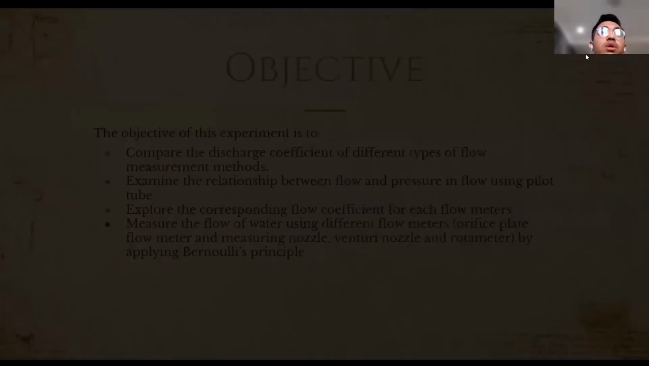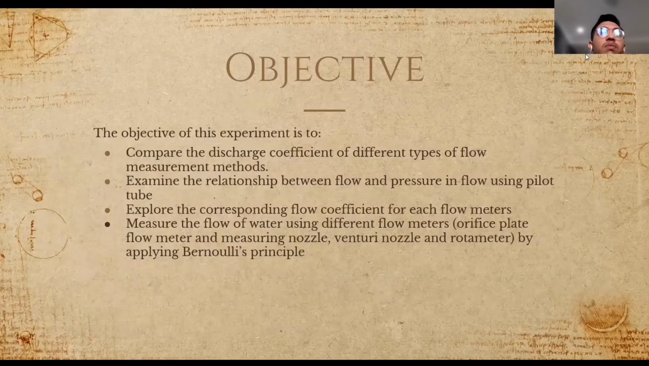For the objective, the objective of this experiment is to compare the discharge coefficient of different types of flow measurement methods, to examine the relationship between the flow and pressure in flow using pitot tube, explore the corresponding flow coefficient for each flow meter, and measure the flow using different flow meters, orifice plate, measuring nozzle, venturi nozzle, and rotameter by applying the Bernoulli principle.